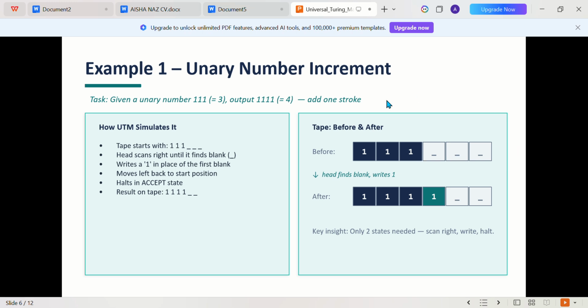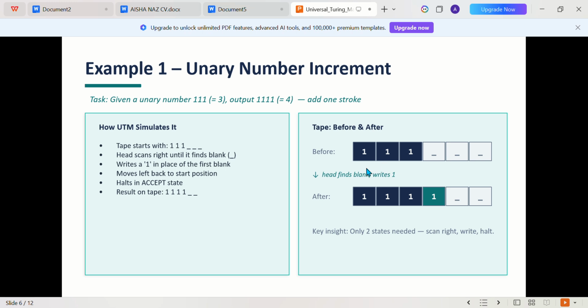the blank spaces. Now what will this Turing machine do when it starts? These are the algorithm steps. When the Turing machine starts, the tape starts at 1 1 1. It will read, then the head will move to the right until it finds a blank space.